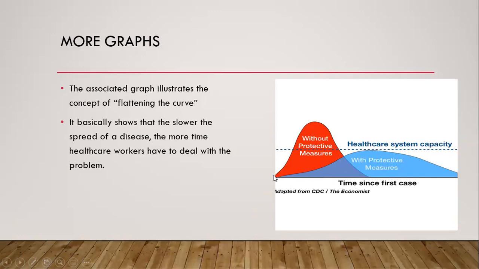If, however, the spread of the disease is slower over time, a longer period of time rather than a quick period of time, then we can see that we are within the healthcare system capacity to deal with it. So basically, the slower the spread of the disease, the more time healthcare workers have to deal with the problem. That's essentially the idea of flattening the curve.